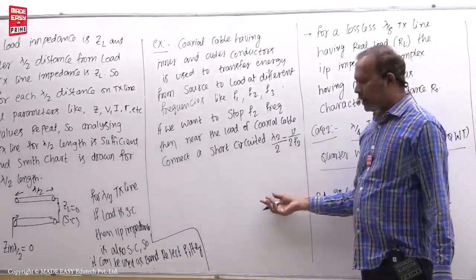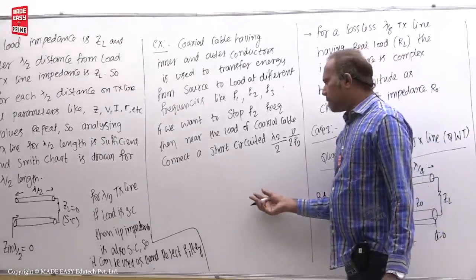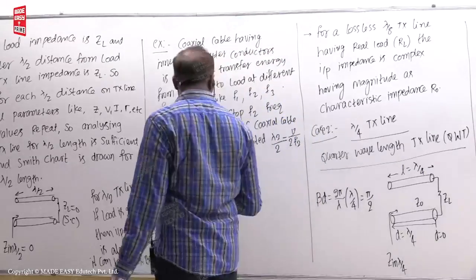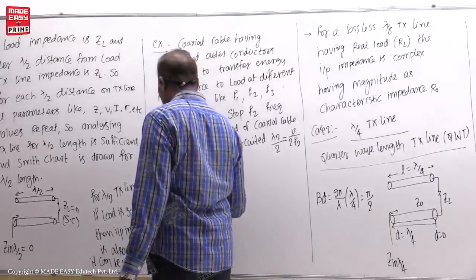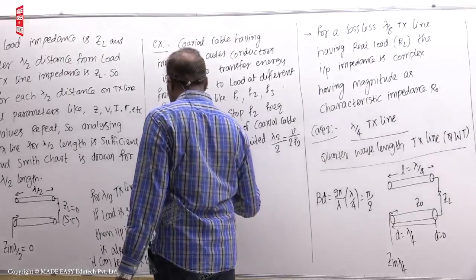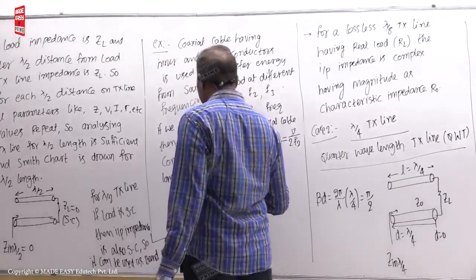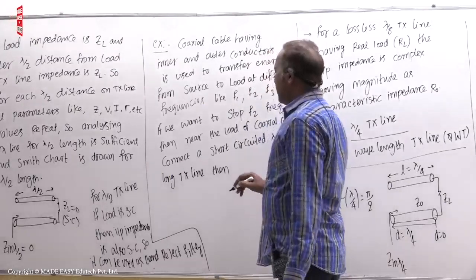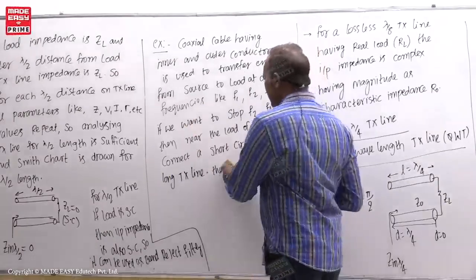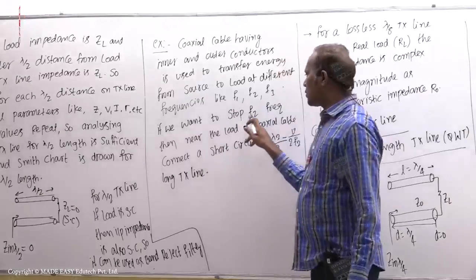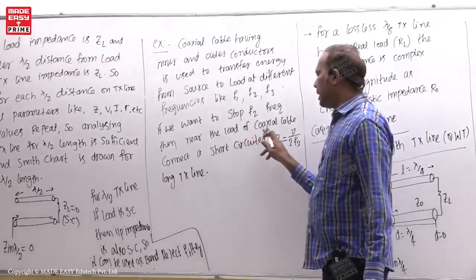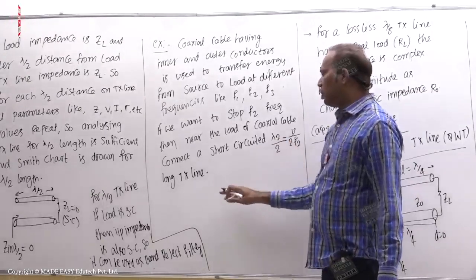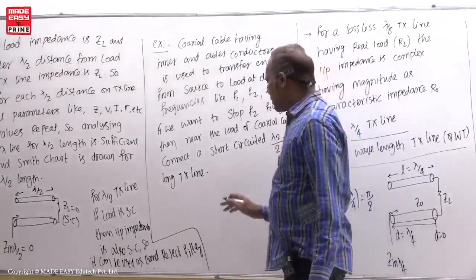I will show you now. After showing the diagram, you will understand. So connect a short circuited lambda 2 by 2 long transmission line. This much is enough, because we have already written here: if we want to stop the f2 frequency, then near the load of the coaxial cable connect a short circuited lambda by 2 long transmission line as shown.